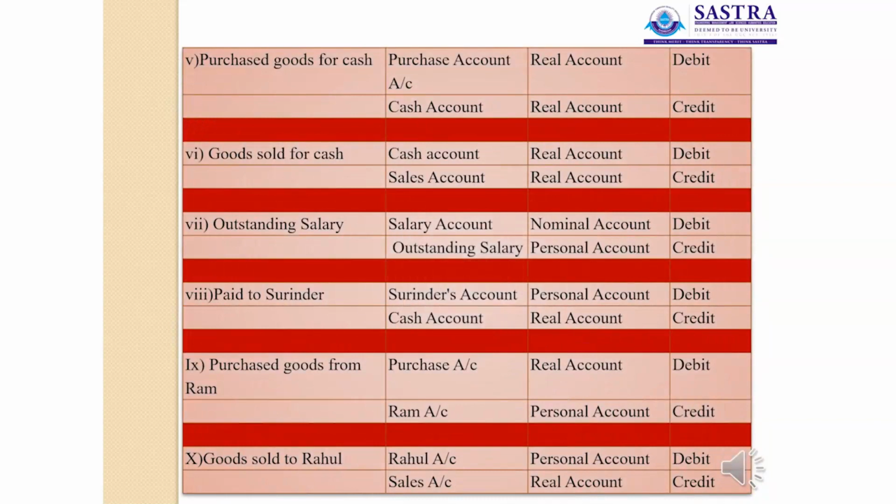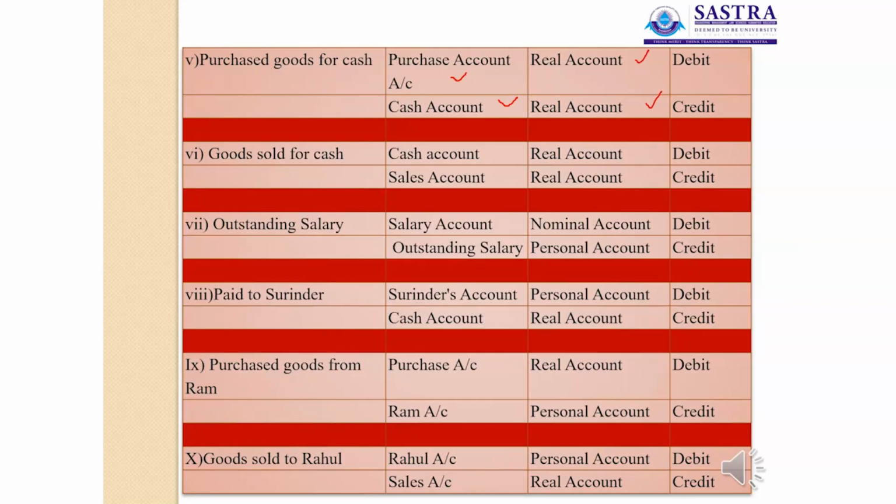purchase goods for cash. Here what are the accounts involved? Purchase account and another one is cash account. Here both the accounts are relating to real account. Now you have to apply the rule.